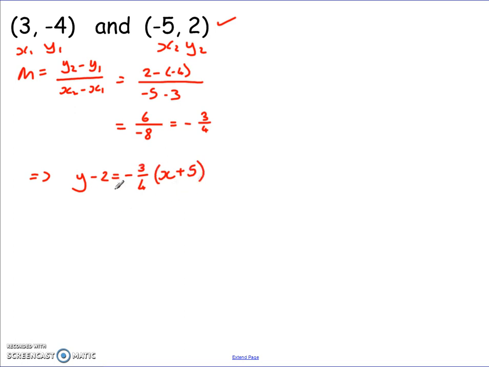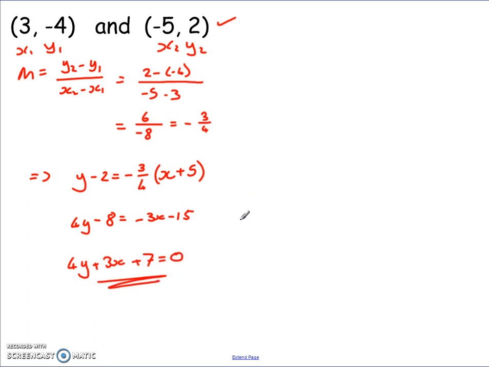And again, it's about getting rid of the fraction and getting it all the way that we want it to be. So I'm going to multiply everything by 4 just to get rid of the bottom of this. So I get 4y minus 8 equals -3x minus 15, and then plug it all together on the one side. So I get 4y plus 3x, I've got -8 plus 15, plus 7 equals 0. There's the equation of my straight line.